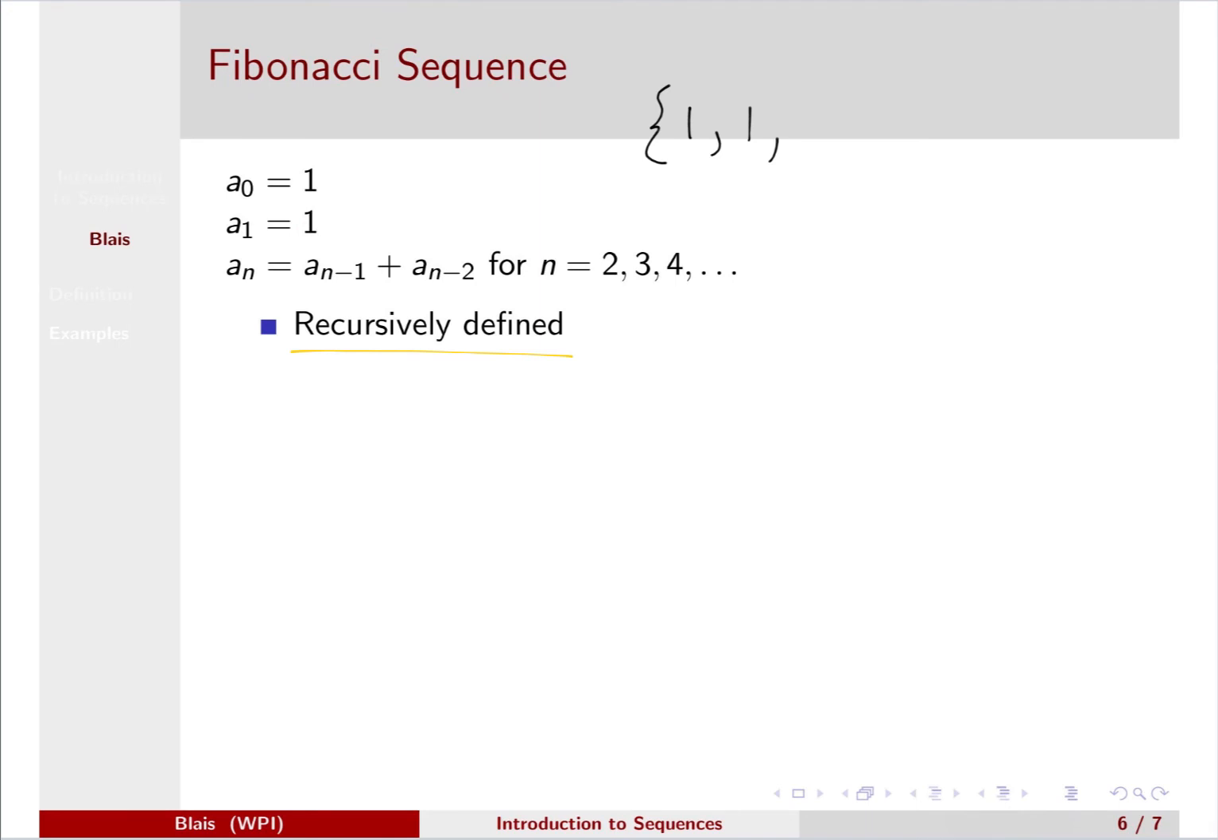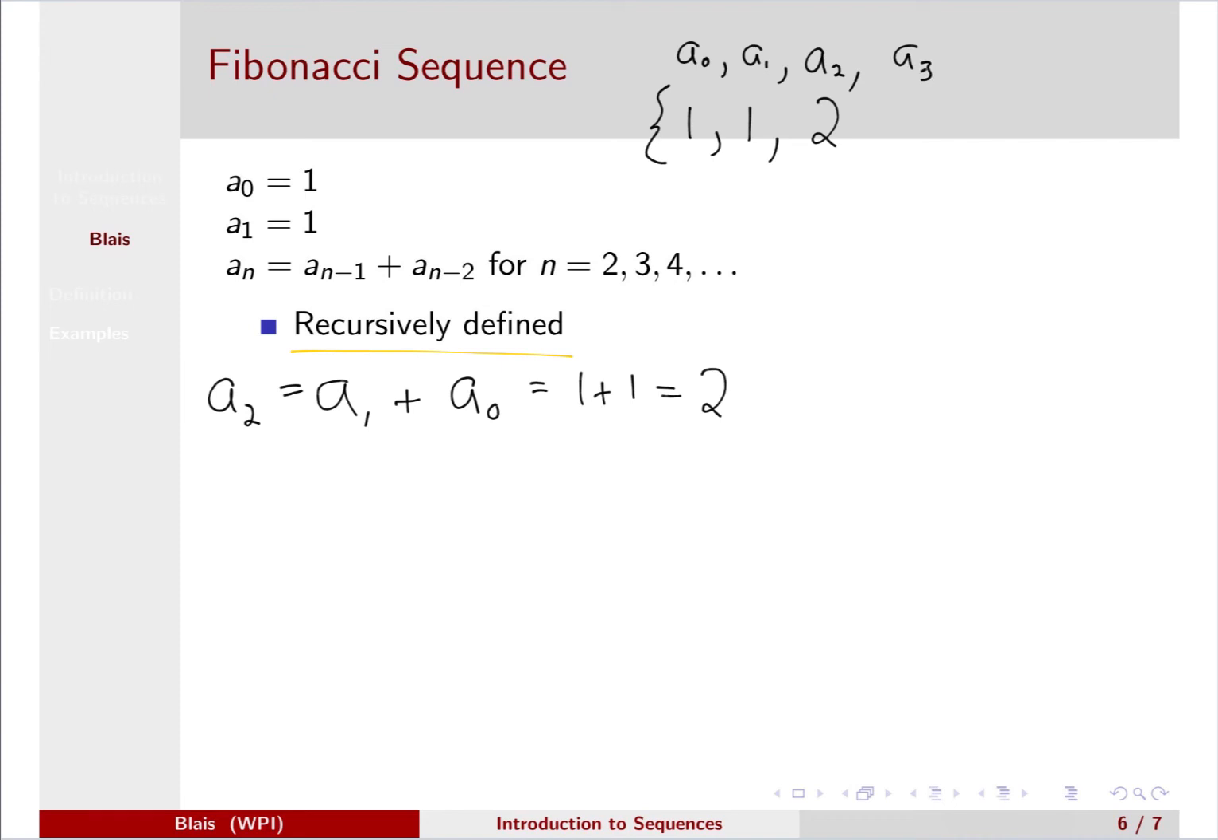After that, for n equals 2, 3, 4, and beyond, we say the nth term is the sum of the previous two terms. So let's take a look at how that works. a_2, per that formula, would be a_(2-1), or a_1, plus a_(2-2). And we see these initial values of 1 and 1 we can plug in, and we get 2 for the second term. So we have a_0, a_1, a_2 up here.